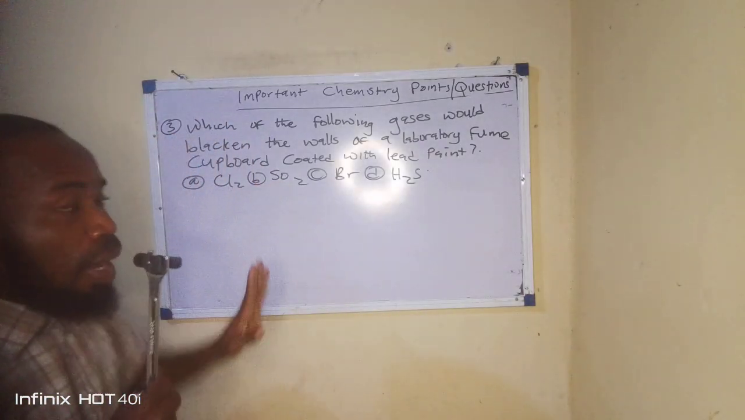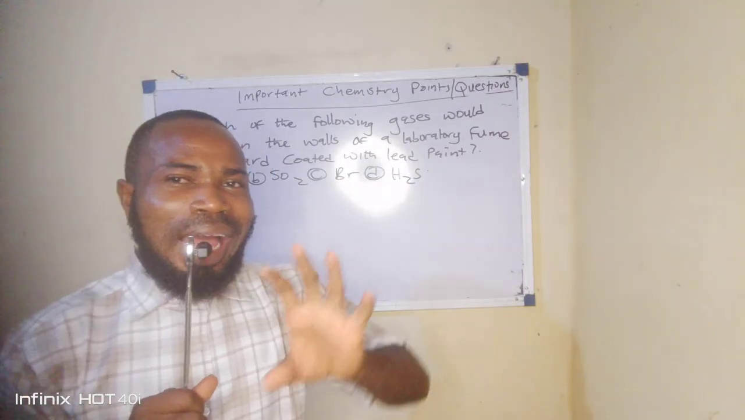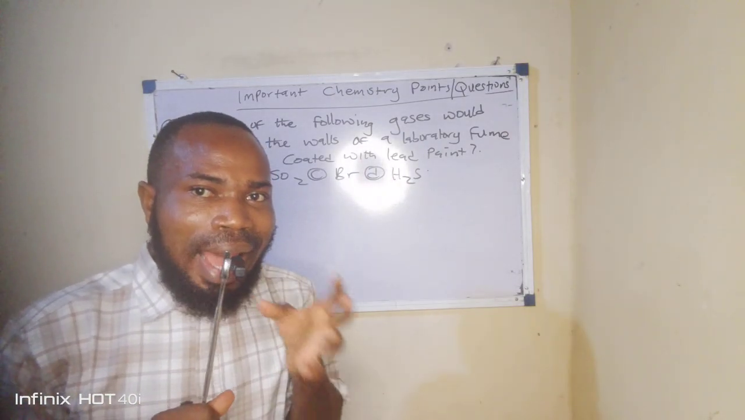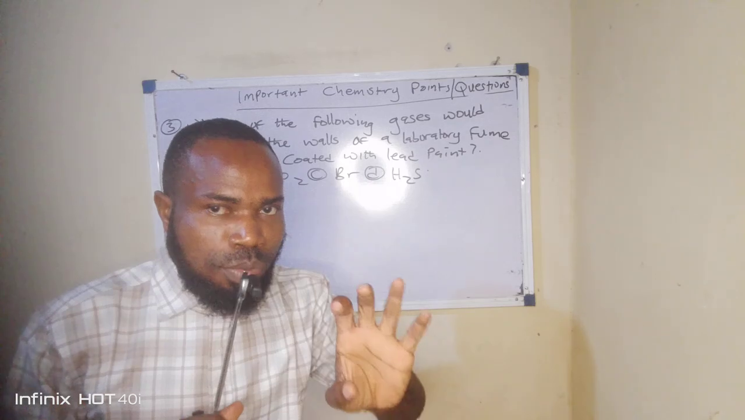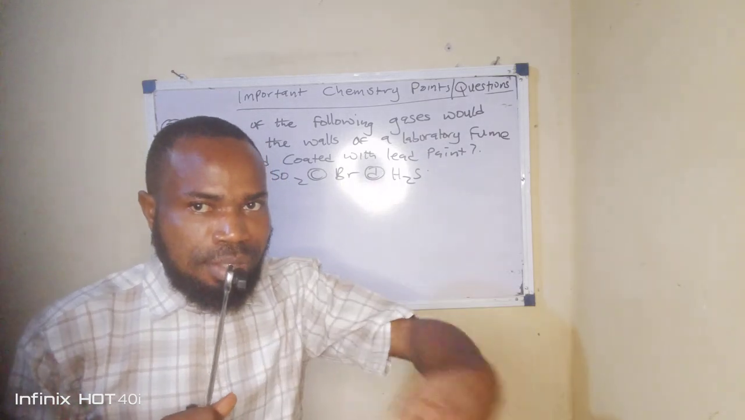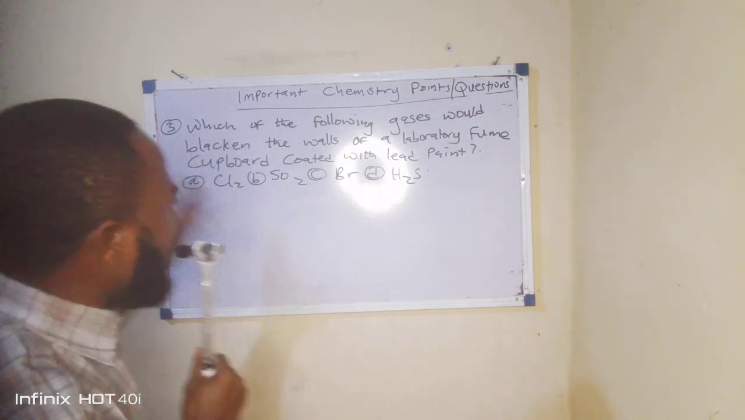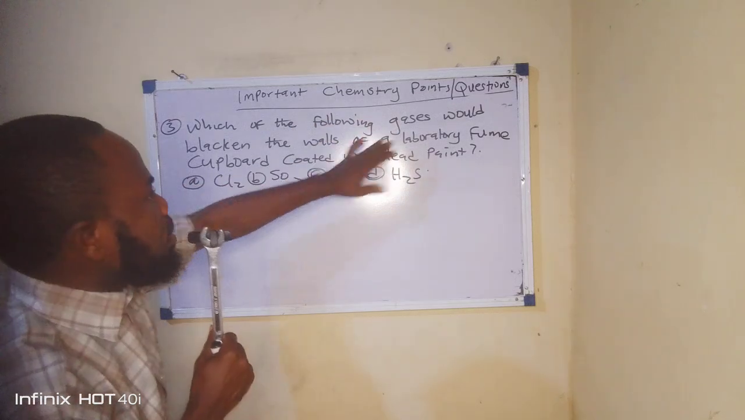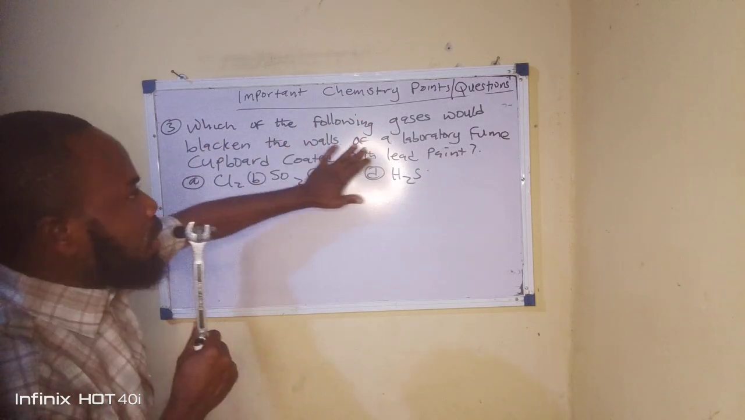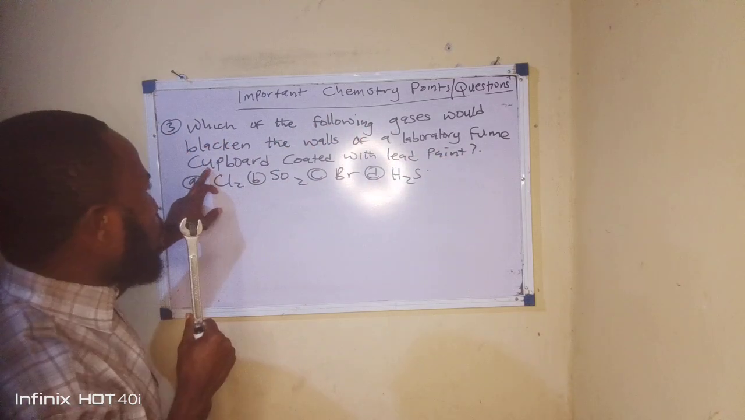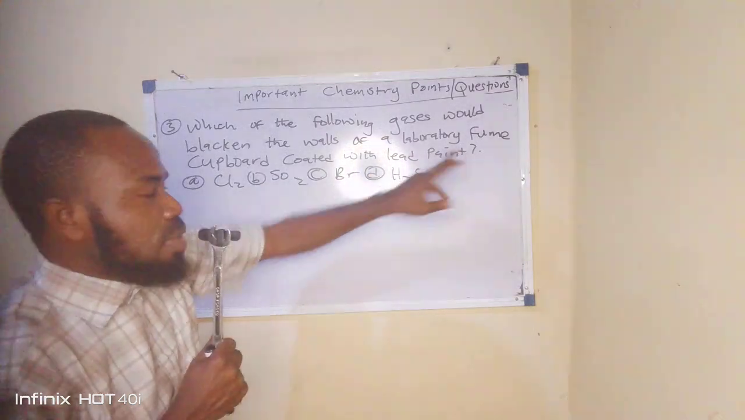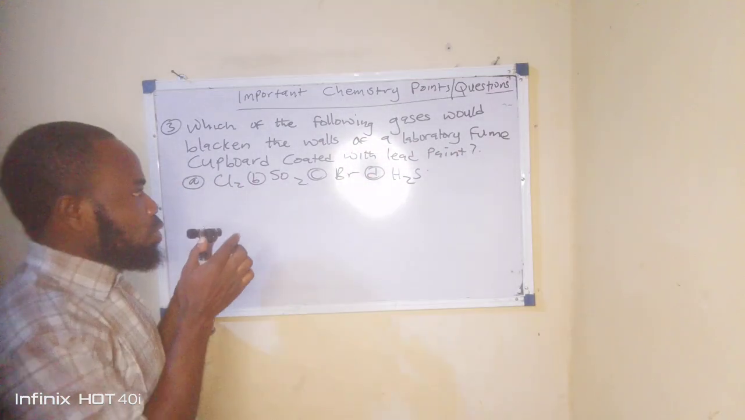Now remember, in looking at all these questions, we're not looking at the answers to the questions, we are trying to analyze the options and look at each terminology used in the questions. Now look at this question. Which of the following gases would blacken the wall of a laboratory cupboard coated with lead paint? Now the answer is what?